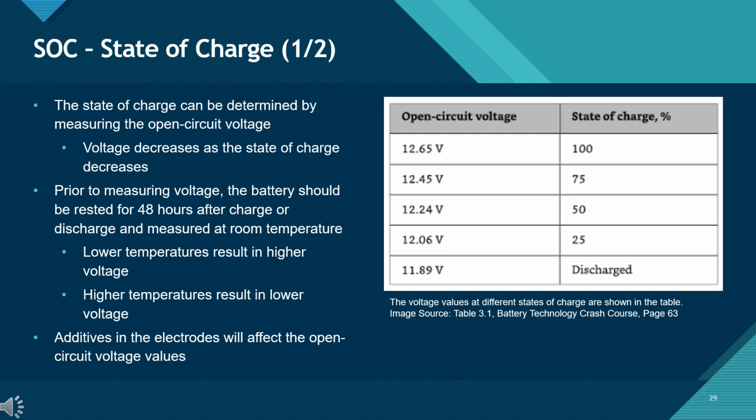The state of charge of a lead-acid battery can be estimated by measuring its open circuit voltage. As the battery discharges, the voltage steadily decreases, as shown in the table. For example, a fully charged battery shows about 12.65 volts, while a fully discharged one drops to around 11.89 volts. To measure correctly, the battery should rest for about 48 hours at room temperature, since temperature and electrode additives can affect the voltage reading.